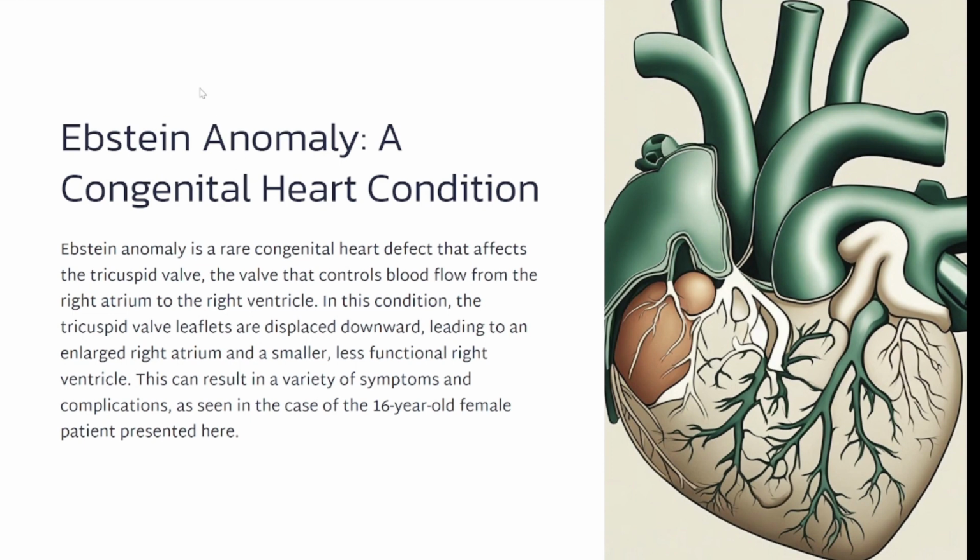Clinical case, Ebstein anomaly. Patient information: age 16 years old, gender female. Presenting complaint: episodes of palpitations and shortness of breath, especially during physical activity. History: the patient reports experiencing palpitations that she describes as a racing heart, accompanied by shortness of breath during her physical education class at school.